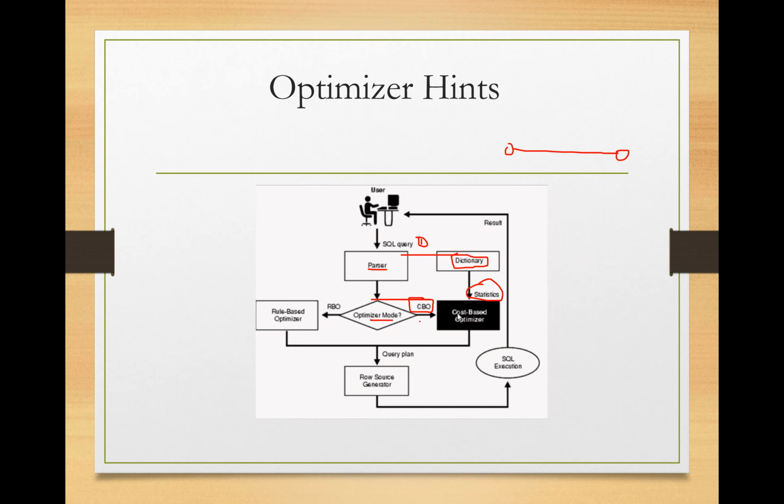Then the optimizer will check whether it has been executed already. The cost-based optimizer will check whether this execution plan already exists or not. It will give the query plan to the row source generator. Then SQL execution will happen and it will give you the result. Normally this is how it executes; the optimizer will execute each and every statement in that way. From Oracle 7, Oracle uses only the cost-based optimizer, not the rule-based optimizer.